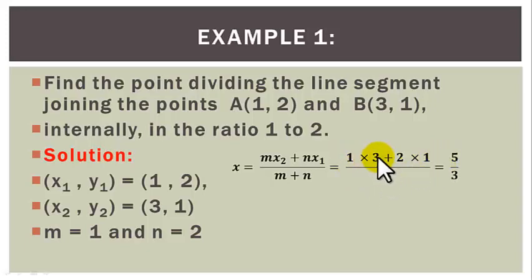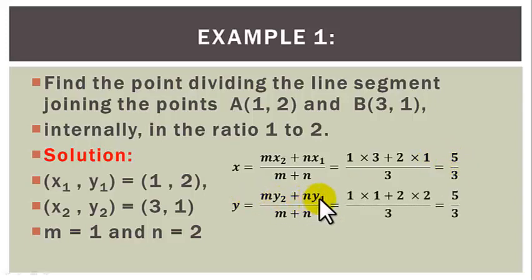1 times 3 is 3, plus 2 times 1, which is 2. 3 plus 2 is 5 over 3. Also, y equals my2 plus ny1 all over m plus n, which is equal to m is 1 times y2 is 1 plus n is 2 times y1 is 2 all over m plus n, which is 3. 1 times 1 is 1, 2 times 2 is 4, 4 plus 1 is 5, then over 3.